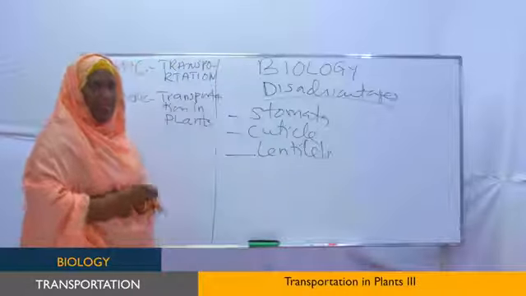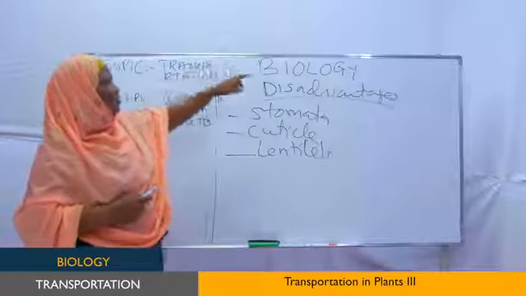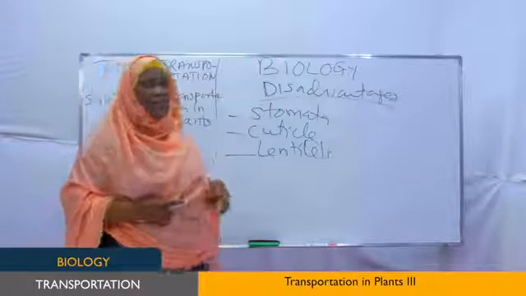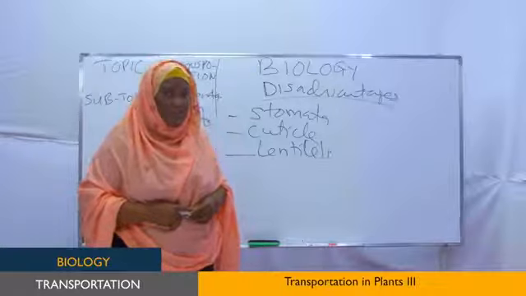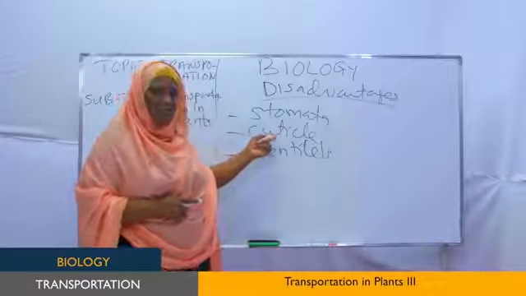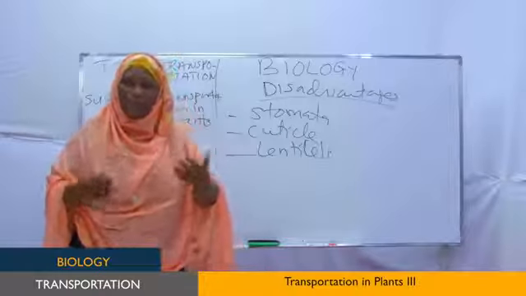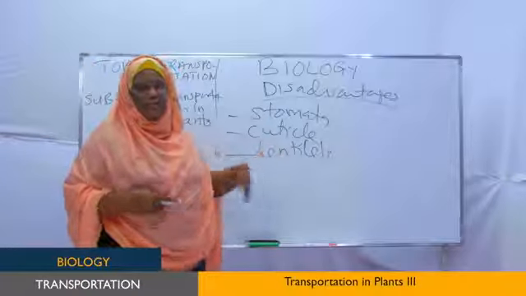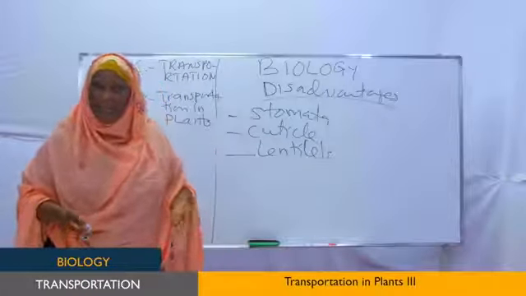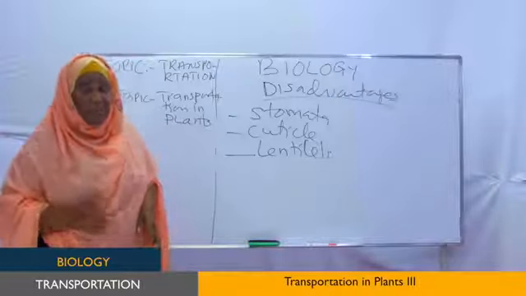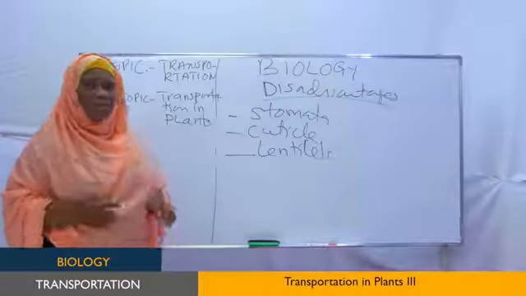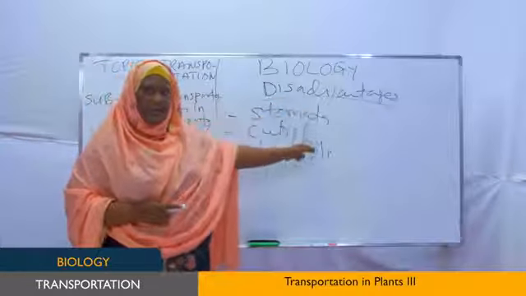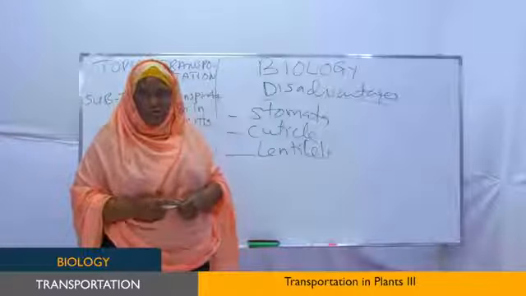If transpiration occurs through stomata, we call it stomatal transpiration. If it occurs in the cuticle, we call it cuticular transpiration. And if it occurs in lenticels, we say lenticular transpiration. But mind you that a high amount of water loss takes place in stomata rather than these 2.